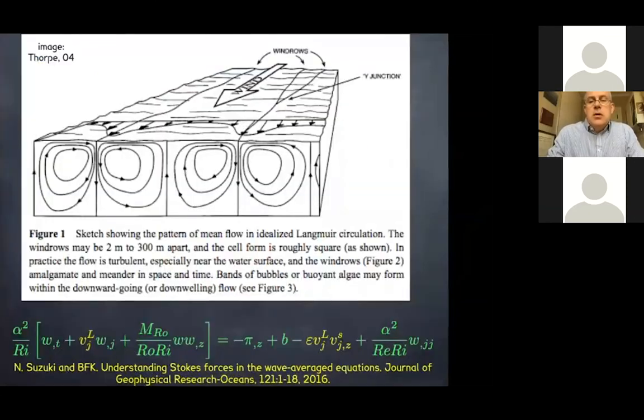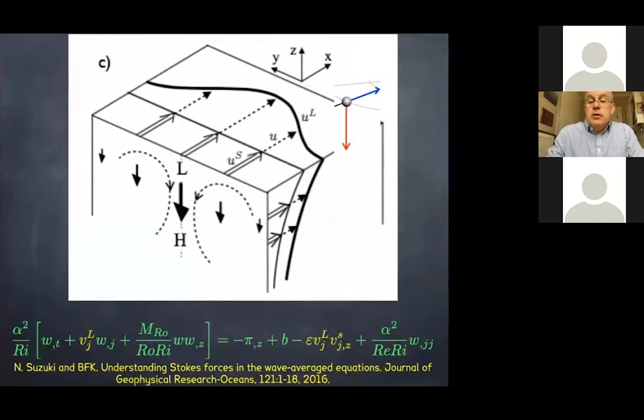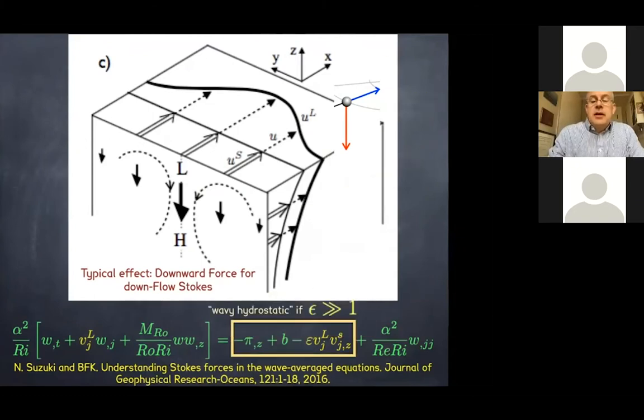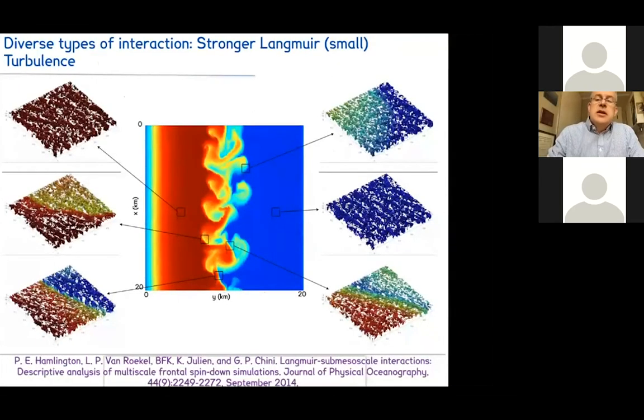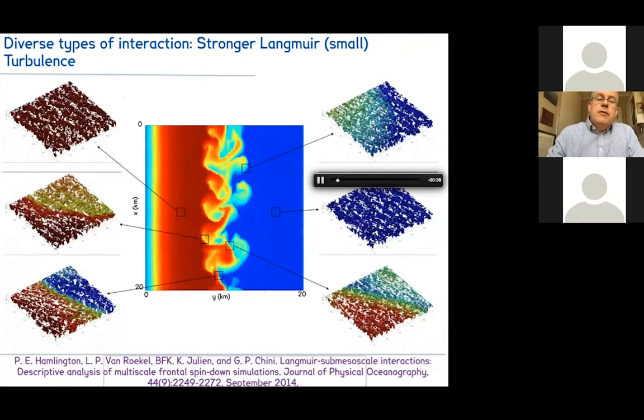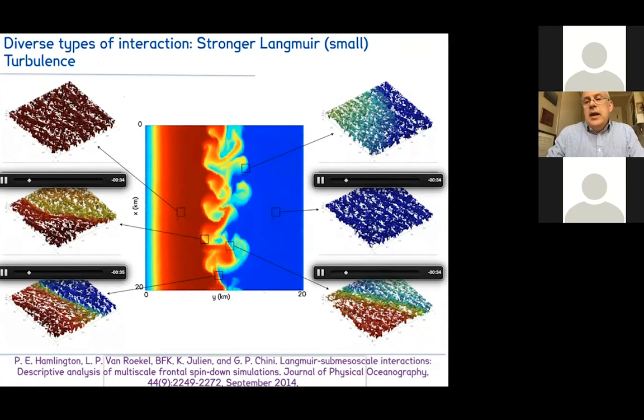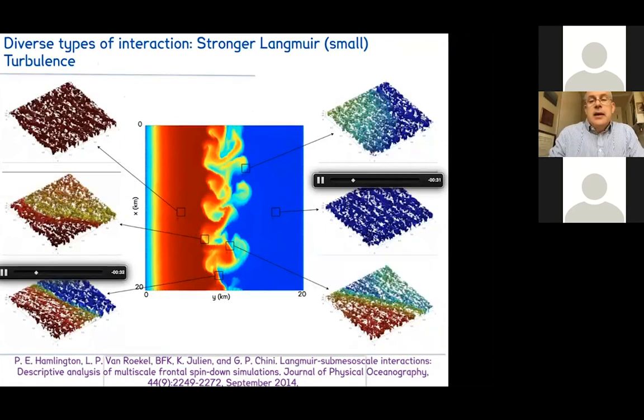And so, thinking that through a little, do we get a downward force in the middle of a front the same way as we do in a Langmuir cell? Well, we expect to see a downward force for downflow Stokes drift. In that wavy hydrostatic limit, not even the Langmuir cells are strongly non-hydrostatic, but the fronts might be hydrostatic, but they probably are wavy hydrostatic. And so if we go back to this simulation that involves all of the fronts and all the Langmuir cells together, side by side, can we analyze some of these fronts and make sense of that?